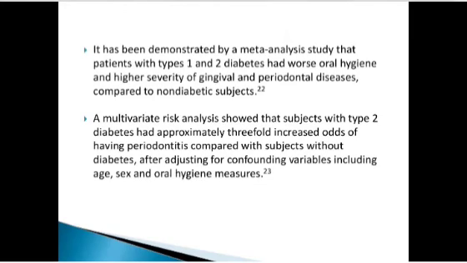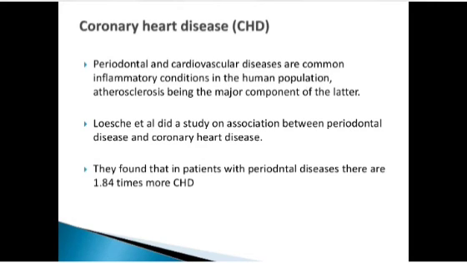It has been demonstrated by a meta-analysis study that patients with type 1 and type 2 diabetes have worse oral hygiene and higher severity of gingival and periodontal disease compared to non-diabetic subjects. A multivariate risk analysis showed that subjects with type 2 diabetes have approximately threefold increased odds of having periodontitis compared with subjects without diabetes, after adjusting for confounding variables including age, sex, and oral hygiene measures.